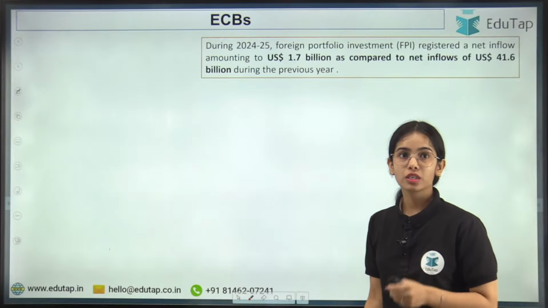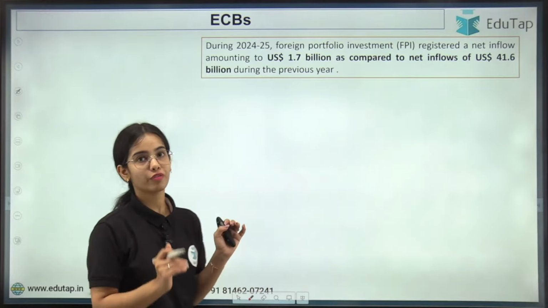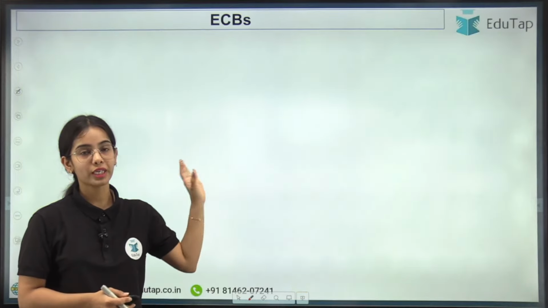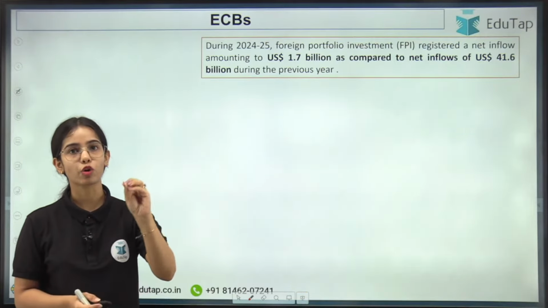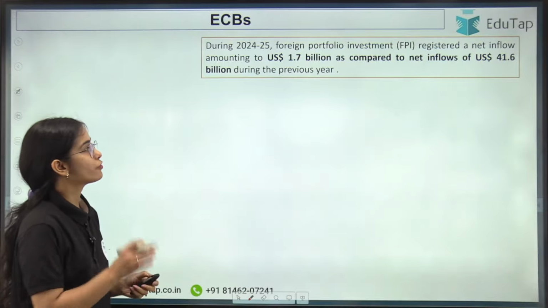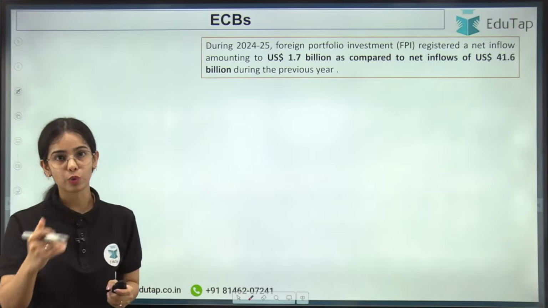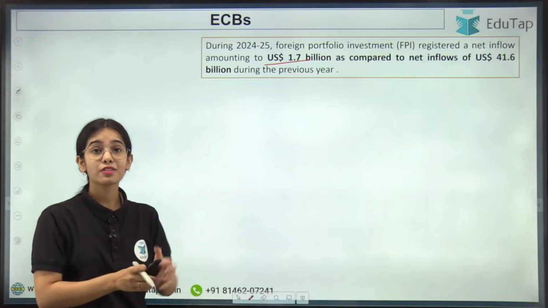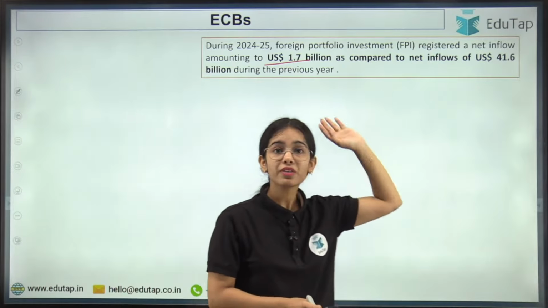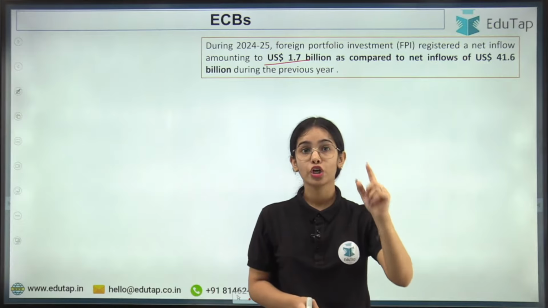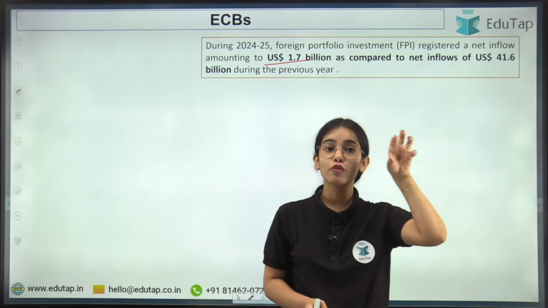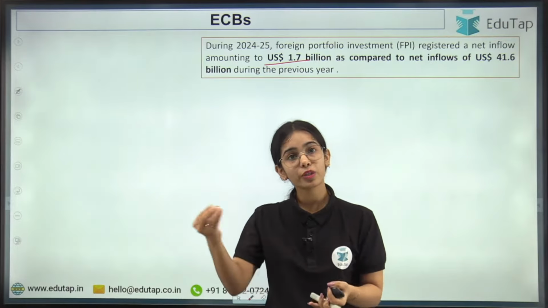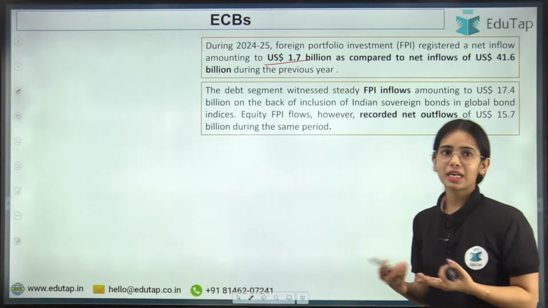Now, external commercial borrowings. So during 2024-25, now we have discussed the foreign direct investment, right? Now coming to the external commercial borrowings and the foreign portfolio investment. During 2024-25, foreign portfolio investment registered a net inflow of US dollar 1.7 billion. That is higher than the FDI, but it is way lower than the FPI that we received in the previous financial year of $41.6 billion. You can understand that in 2023-24, we received $41.6 billion in net FPI, while in this year, we have only received $1.7 billion in net FPI. So that is a problematic situation.